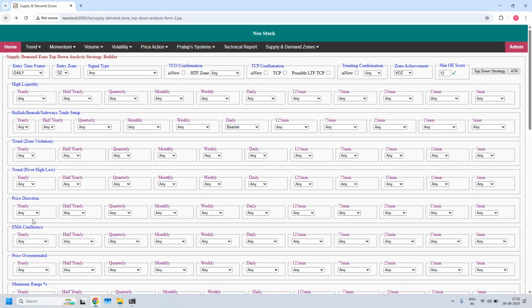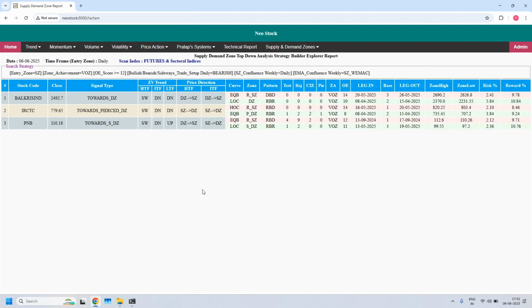Let's verify the weekly EMA confluence for weekly supply zones. So whether the weekly supply zone has weekly EMA or not, we are checking. We got 3 stocks. So that way these 3 daily supply zones are having more high probability to get success. Maybe that is the reason why this stock already tested 9 times.